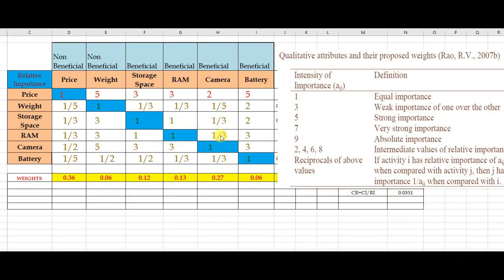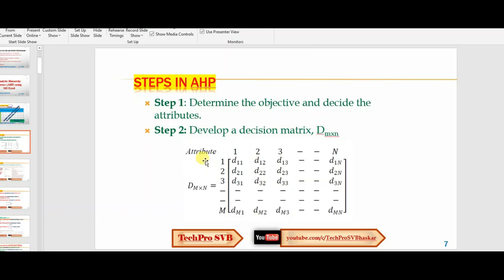So let us start with this problem on AHP, analytic hierarchy process. So here this is the given decision matrix. Here we are given various criteria, that is price, weight, storage space, RAM, camera and battery. Now the first step is to decide the relative importance values. Now how to decide those relative importance values? For that we have to go through the steps in AHP.